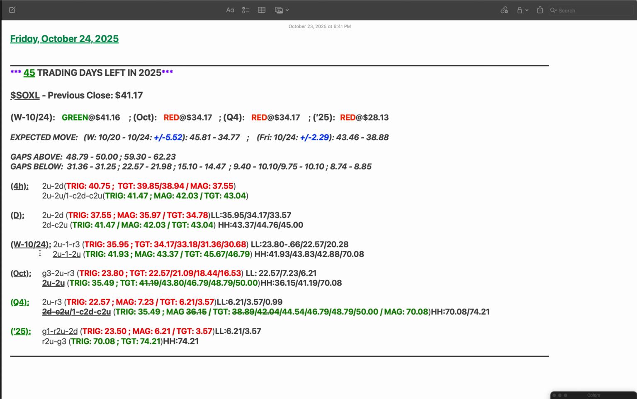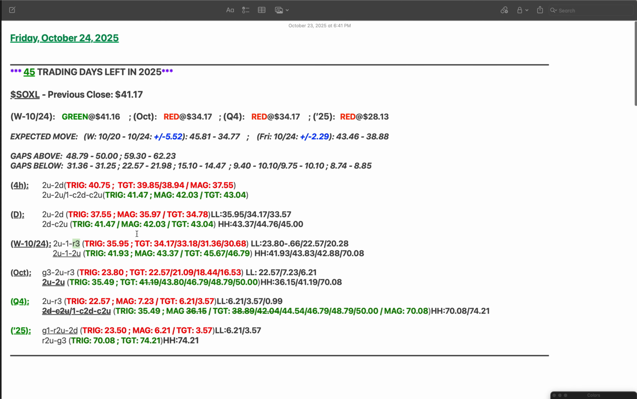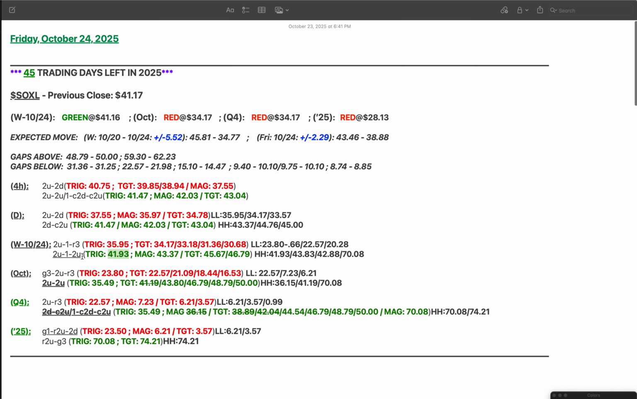On the week, we just look at how, again, we almost triggered that red 3, or the bearish engulfing candle. 35.95 is what it took. We bounced at 35.97, and we're back in that 2-1-2 up. 41.93 is the trigger, so we're not in force, but the candle is back green right now, even if it is a doji. And again, the magnitude of the 2-1-2 up is 43.37, which is last week's high.